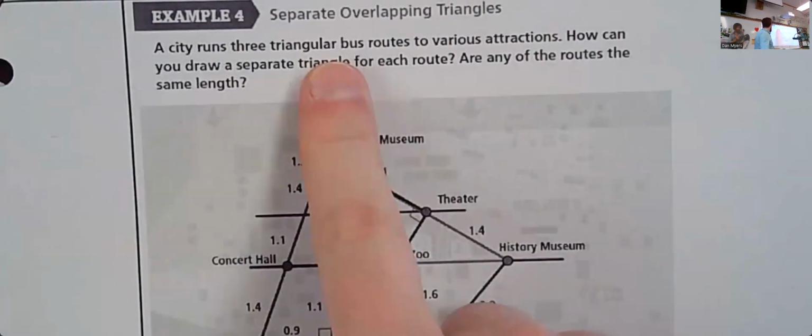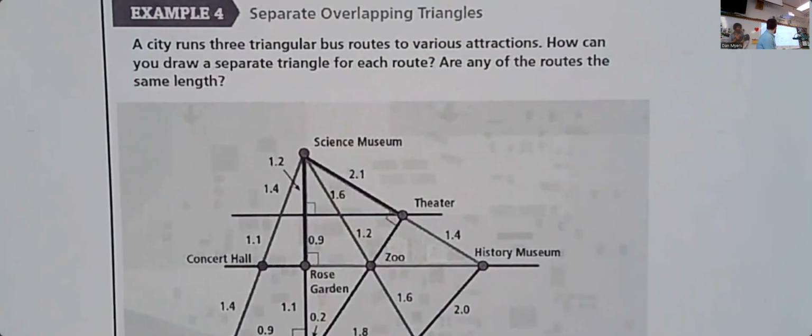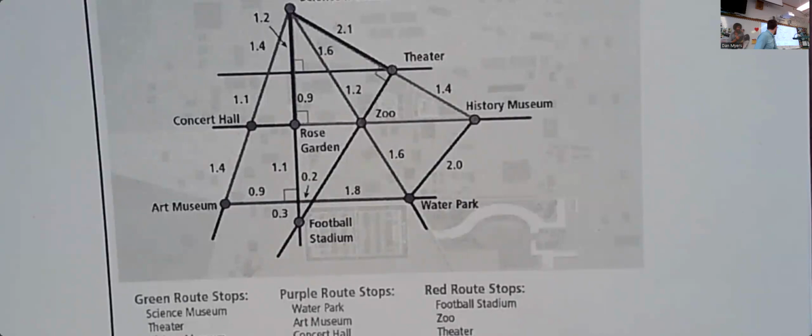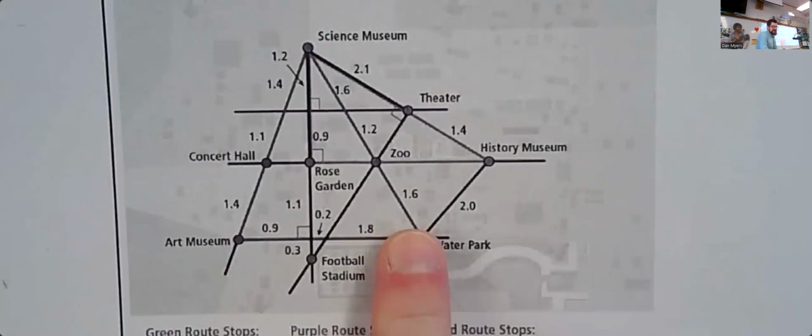So a city runs 3 triangular bus routes to various attractions. How can you draw a separate triangle for each route? Are any of the routes the same length? So here we go. Here's our map. A lot of stuff going on there. All those decimal values, those are distances. So those are distances between stops is what that shows.